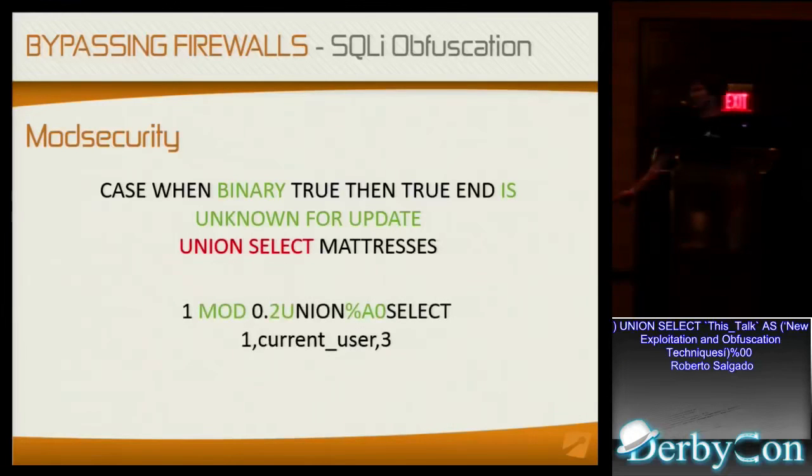I was trying to get a union select from ModSecurity, and it was very hard because they just detect anything that has union select in it. But I was able to get one using this trick, just using the mod operator, again using decimal to unite the union, and the no-break space, white space there in between.